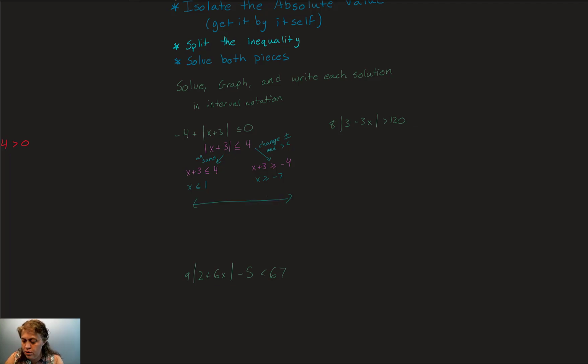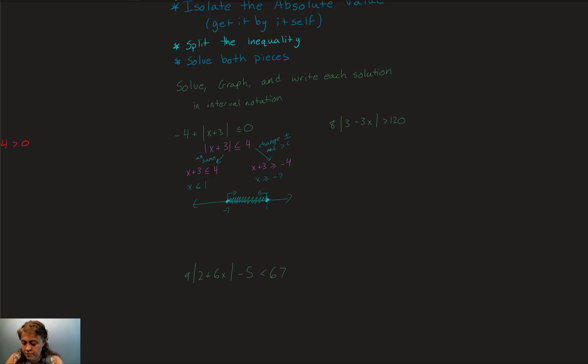Here's 1. Here is negative 7. I want x to be less than 1, and I want x to be greater than negative 7. So I'm actually going to fill in the stuff in between.